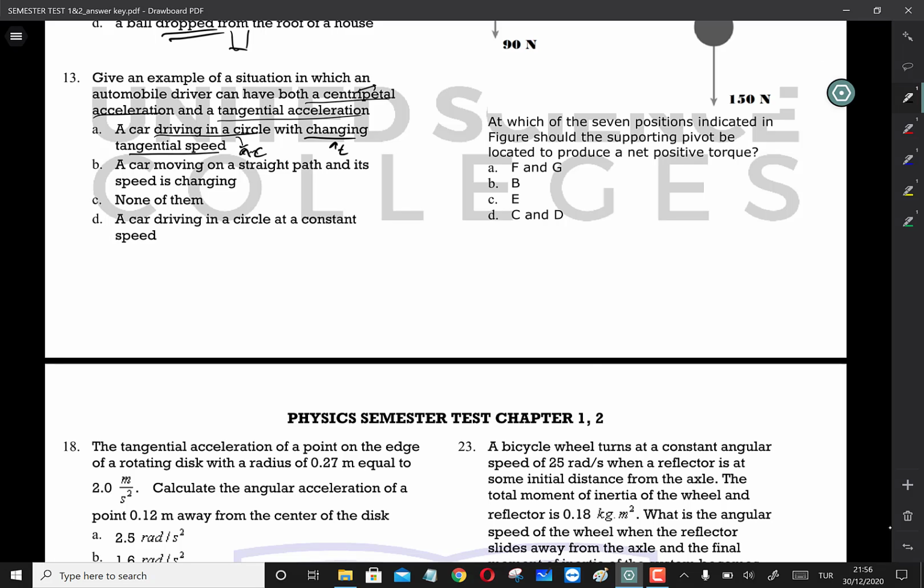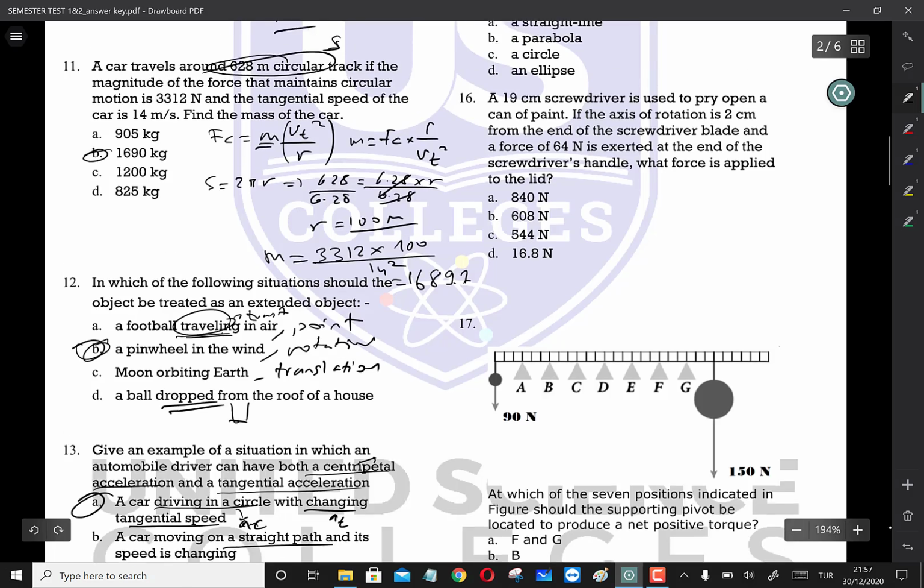One of them is ac, the other one is at. This is the correct one. A car moving in a straight line path, never. A car driving in a circle at constant speed has ac but constant speed means at is 0. So A is the correct answer.